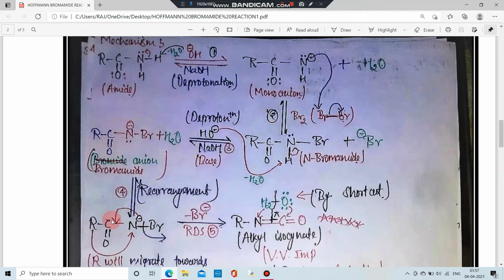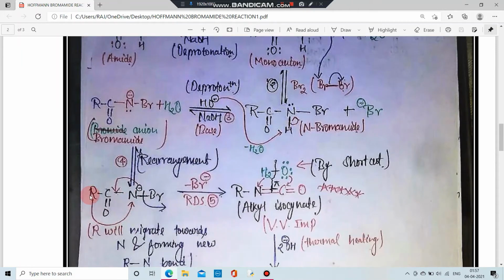But that will create the valency of carbon as 5, which makes carbon unstable. So during that time the R, or we can say alkyl group, is going to shift from here to N, or we can say there is a new bond formation between R and N, or we can say migration of R from C double bond O to N takes place.